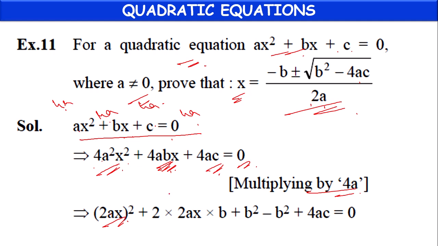Now this 4a square x square can be written as 2ax whole square. This can be written as 2 into 2ax into b. 2 into 2ax into b means we have written in the form of x square plus 2xy, where in the place of y we have b. So y square to be added, y square to be subtracted. So b square to be added, b square to be subtracted. The remaining term 4ac we will write.